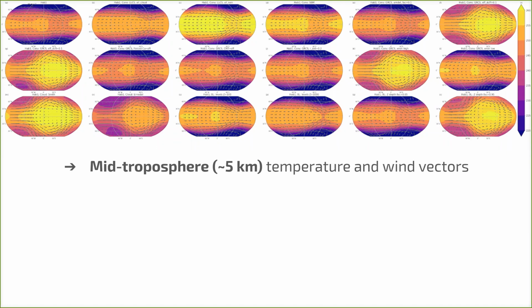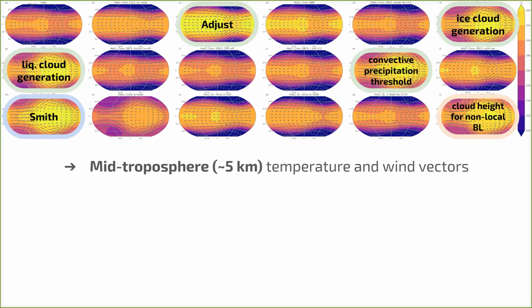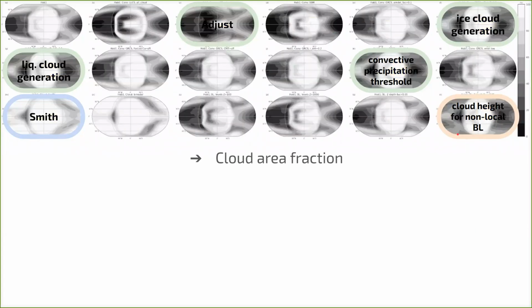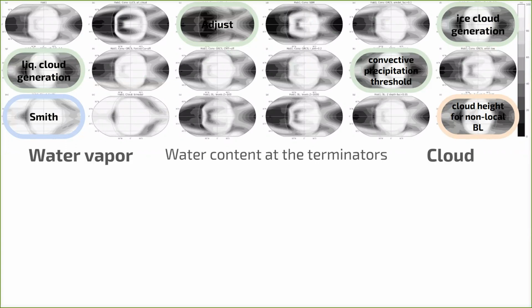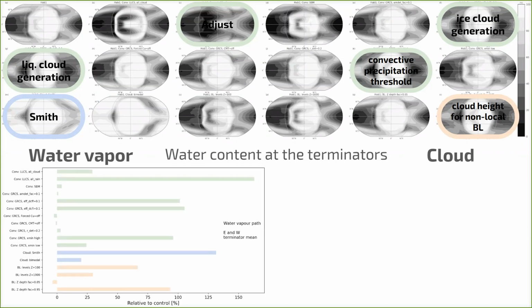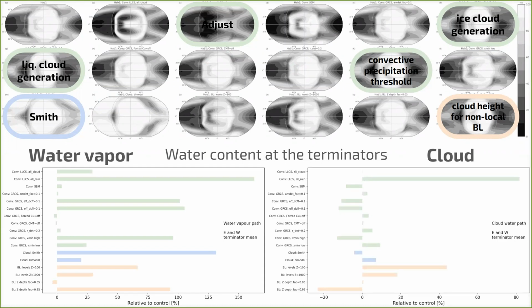So a brief glance is enough to see that a few simulations stand out, and some of them are actually associated with the production of different thresholds of convective cloud formation, as well as clouds and boundary layer. They also see differences in the cloud area fraction, and this results in different water content at the terminators, which can be summarized by this bar plot, where I'm showing the difference relative to the control in terms of the total water vapor averaged over east and west terminator. And on the right, I have the same plot, but for the total cloud water content.